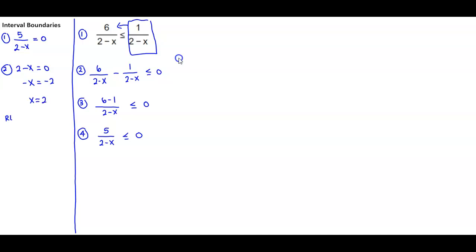And now keep in mind that because this is in a denominator, this is a restricted value, which means we cannot plug that number into the denominator. It would make it undefined.